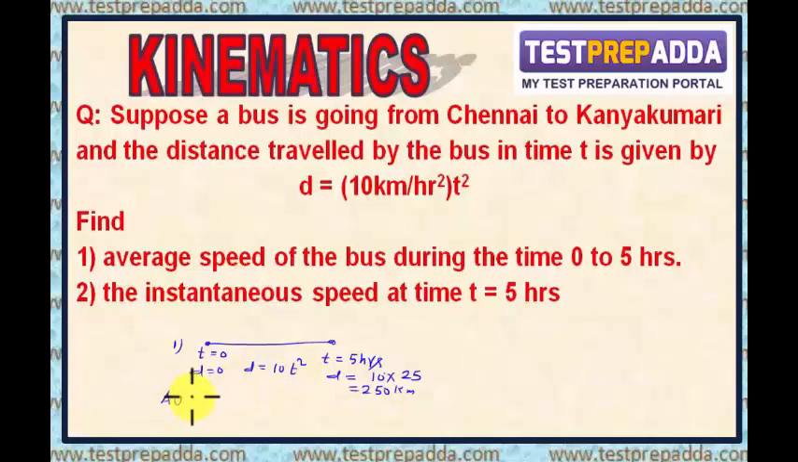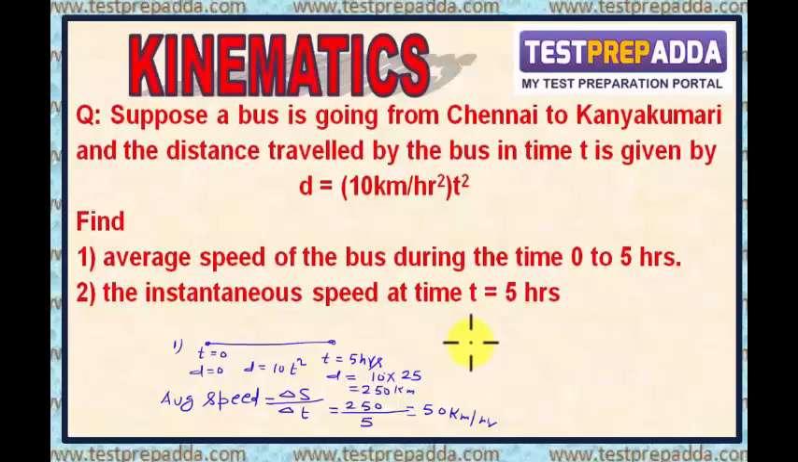So the average speed will be written as the distance traveled upon the time interval. So I will write this as 250 upon 5, and the value comes as 50 kilometer per hour. So the average speed of the bus during the time interval 0 to 5 hours is 50 kilometer per hour.